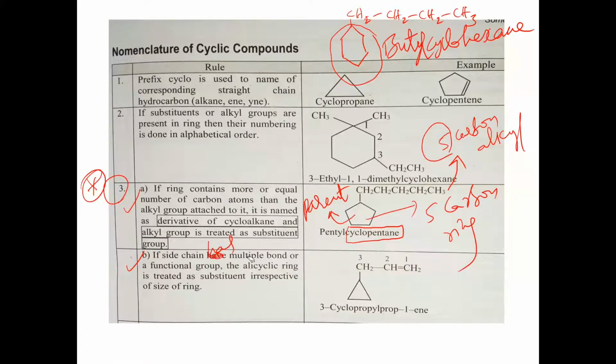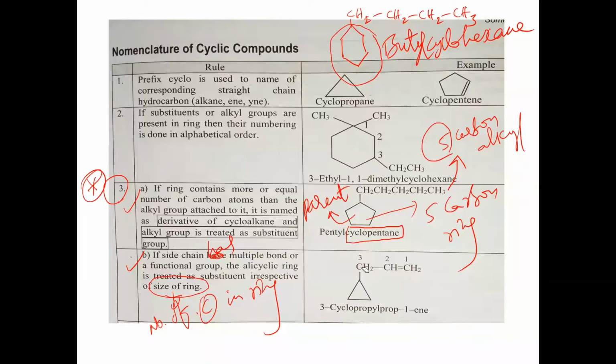If the side chain has a multiple bond or functional group, the alicyclic ring is treated as a substituent, irrespective of the size of the ring, meaning irrespective of the number of carbon atoms in the ring. Whether the number of carbons in the ring is more or less than the side chain, if a multiple bond is present in the branch, or if any functional group is attached to the branch, then the branch is taken as the parent compound.